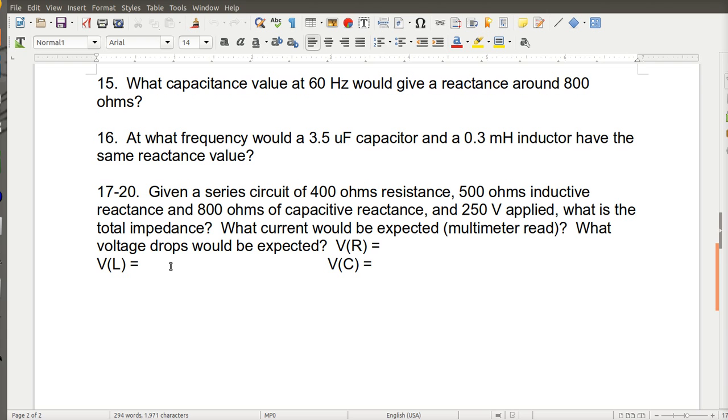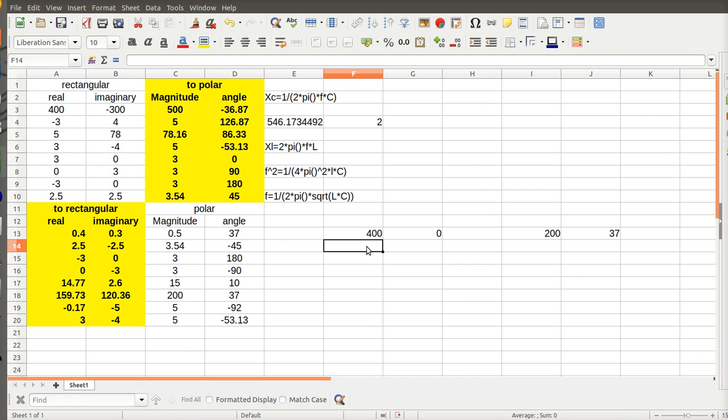Now I ask for the voltage drop across the inductor. The inductor is 500 ohms. It's got a half an amp through it and 90 degrees. So if I go back to the spreadsheet, I've got 500 inductive reactance at a positive 90 degree angle, and my current is 0.5 times 500 gives me 250, and then my angle is 37 plus 90 because I'm multiplying it together, so that would be 127, and this would be my VL.